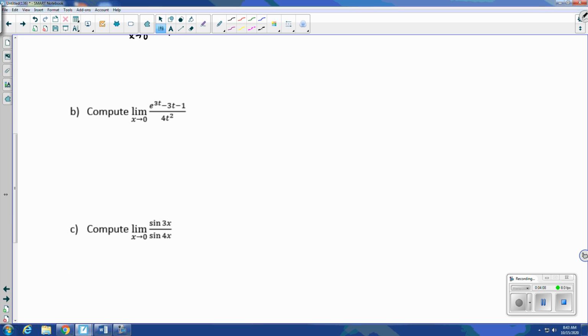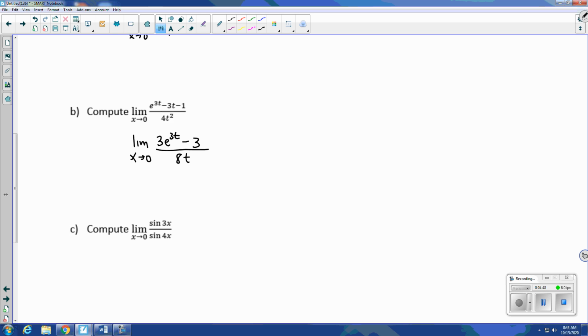Next, initial evaluation. E to the 0 is 1. 3 times 0 is 0. Minus 1 is 0. 4 times 0 is 0. So I get 0 over 0. I'm now going to apply L'Hopital's rule. There's no factoring or cancellations that can be done with that current format. So, derivative of the top, e to the 3t is e to the 3t times 3, right? There's a chain rule in there because of the composition. Derivative of 3t is 3, derivative of 1 is 0. So that's the derivative of the top. The derivative of the bottom is 8t.